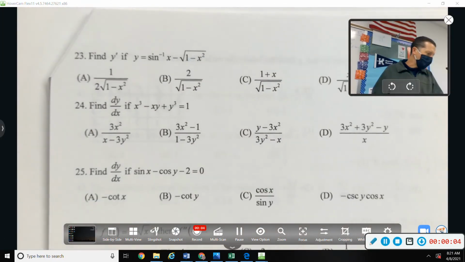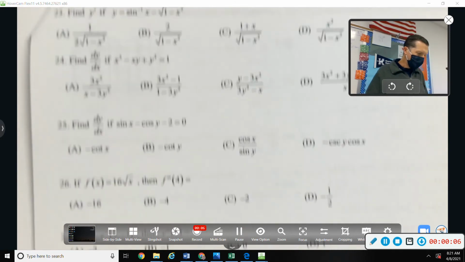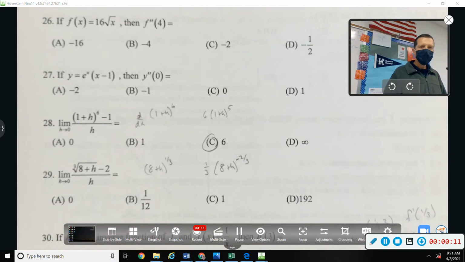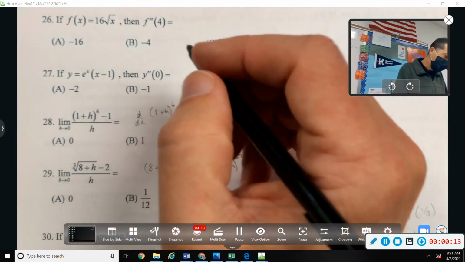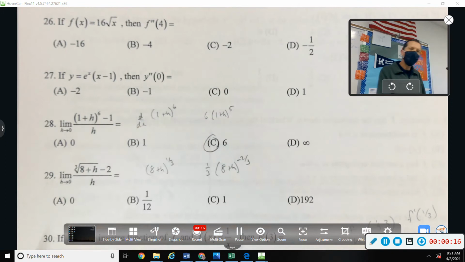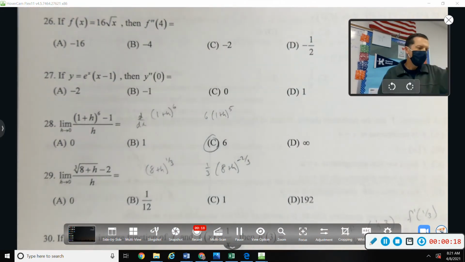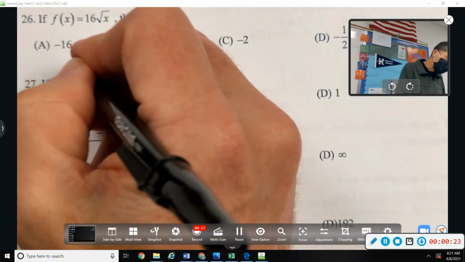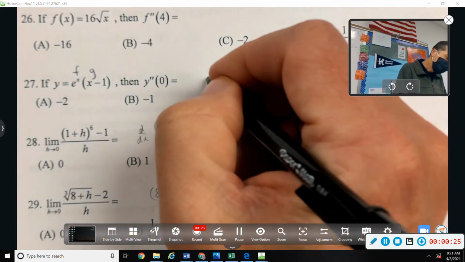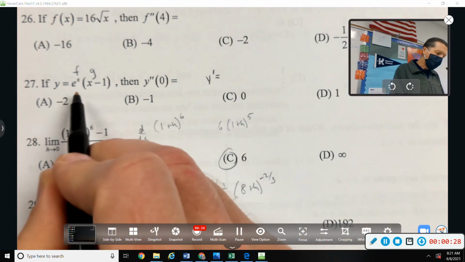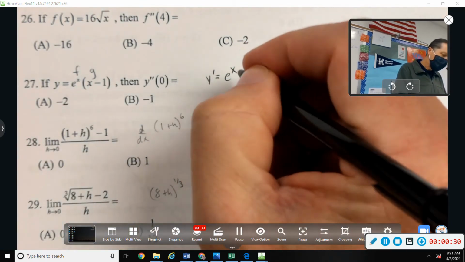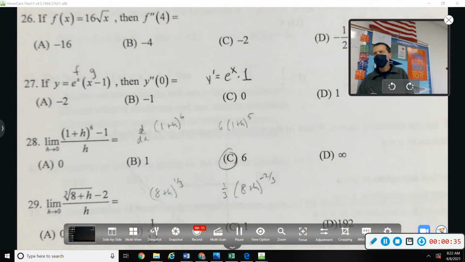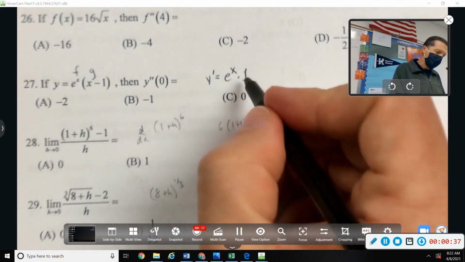So this is multiple choice topic 2, number 27. Let's see. Second derivative at 0. So, yay, it means we get to take a derivative twice. And this looks like a product rule. So y prime, we'll say the first one times the derivative of the second one, times 1. I didn't really do anything, but I'll put it there to sort of emphasize.